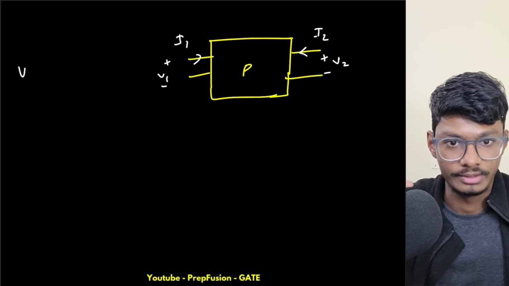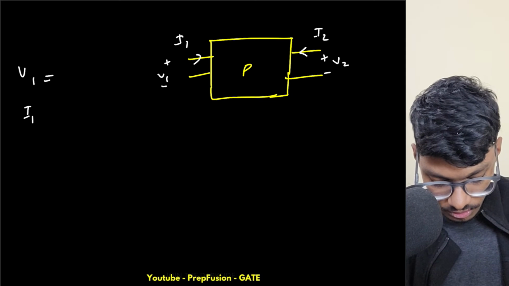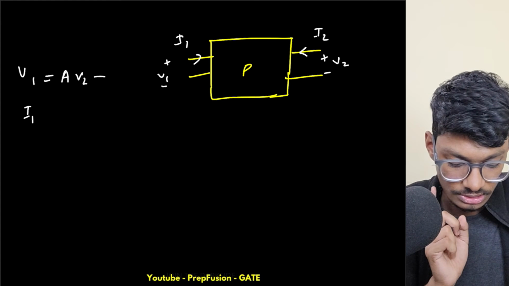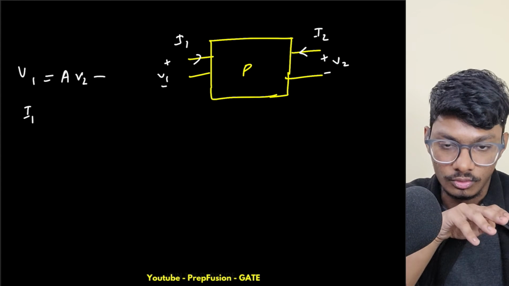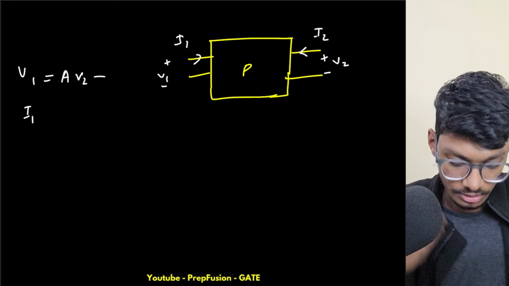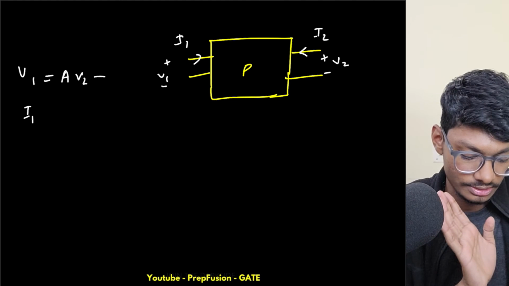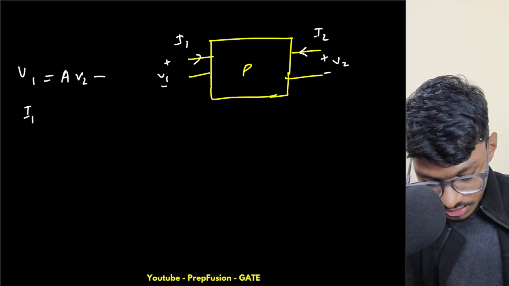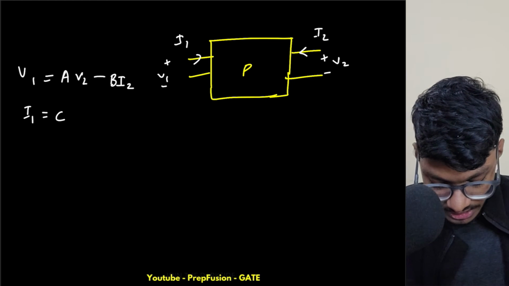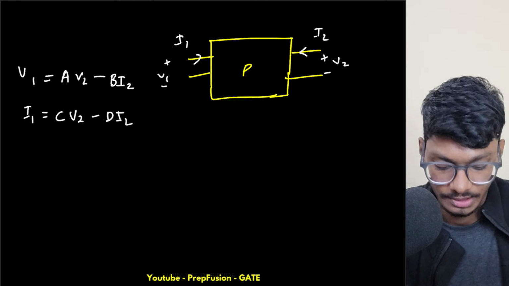The dependent variables are V1 and I1, so I will write V1 and I1. The independent variables are V2 and I2. First A will come, then V2, and then a minus will come, because I have taken the I2 sign incoming to the port, but for transmission parameters it is outgoing, because in a transmission line the convention is that the current is outgoing, not incoming. So V1 equals A V2 minus B into I2, and I1 equals C V2 minus D I2.